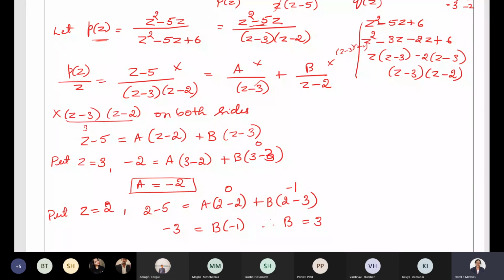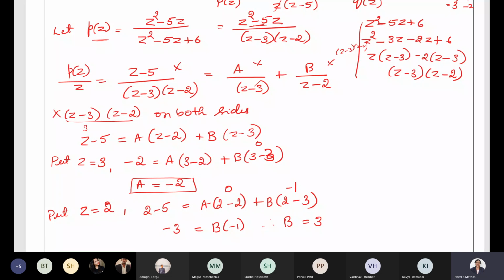See, it depends on what you take here in the denominator. If you take a divided by z minus 2 and b divided by z minus 3, the a and b values will be different. So do not get confused with that. Your a and b values may be interchanging. It doesn't matter. It depends on how you have taken the term in the denominator. It completely depends on that.